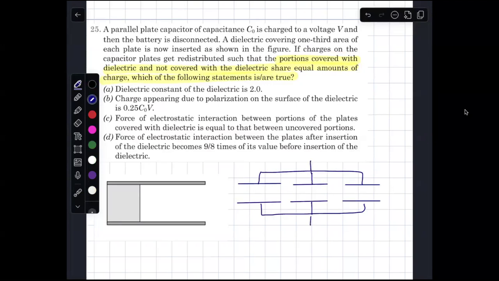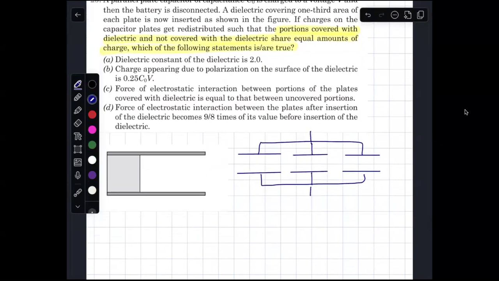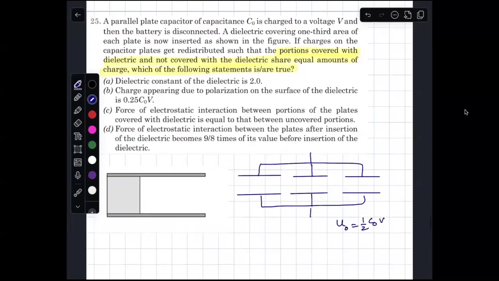That is the circuit. Initially, this is the circuit without the dielectric. So initially, the energy stored is half C naught V square. In such an arrangement, this is C naught by 3, this is C naught by 3, this is C naught by 3. This is without dielectric.